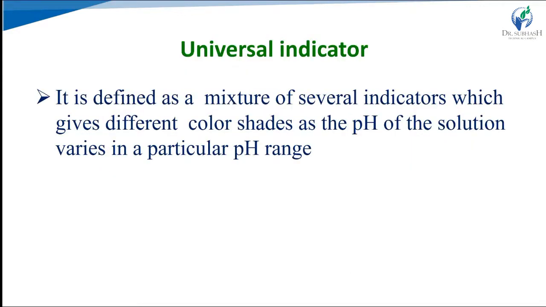The universal indicator is defined as a mixture of several indicators which gives different color sets at the pH of the solution, varying over a particular pH range. That is the universal pH indicator.